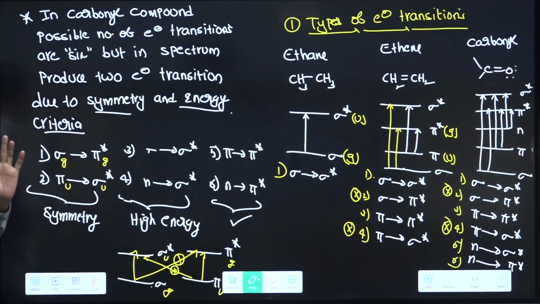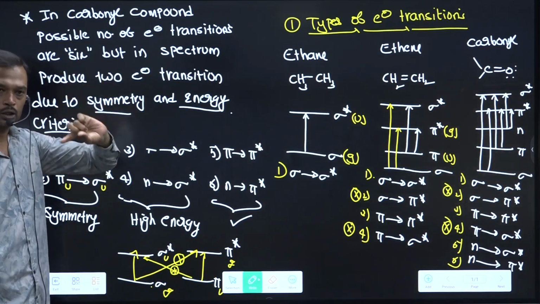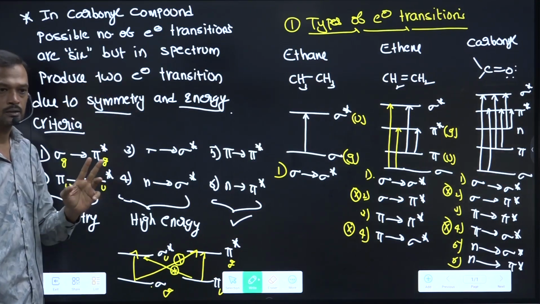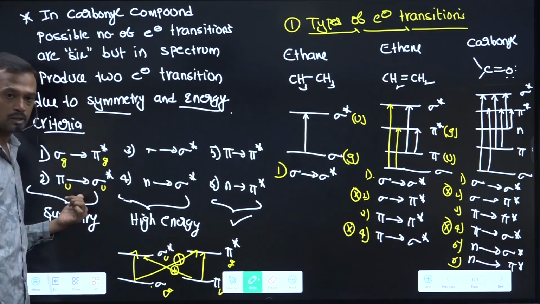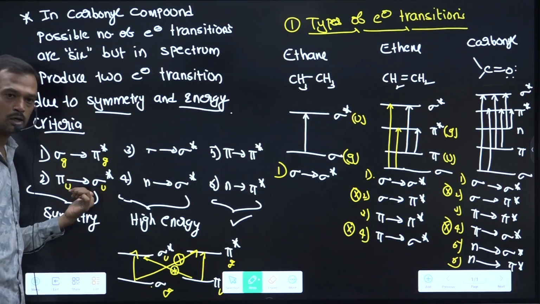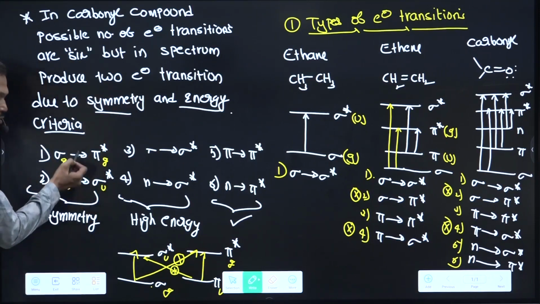Only one key point you need to remember. Electronic transition between two MOs is possible only when the two have different symmetries, otherwise both have unequal symmetry elements. One has the presence of a symmetry, the other has the absence of that symmetry. Then only electronic transition is possible. This is the key point in UV.